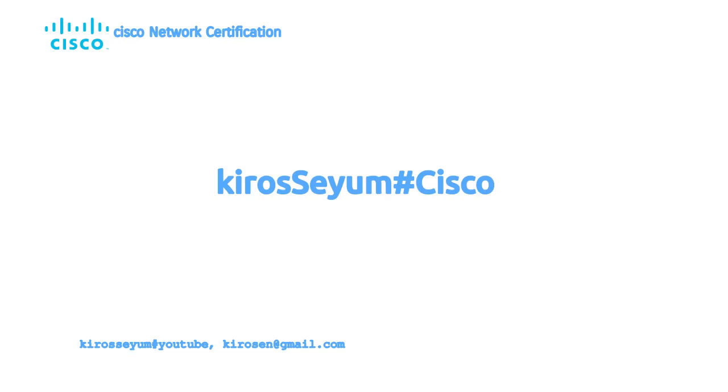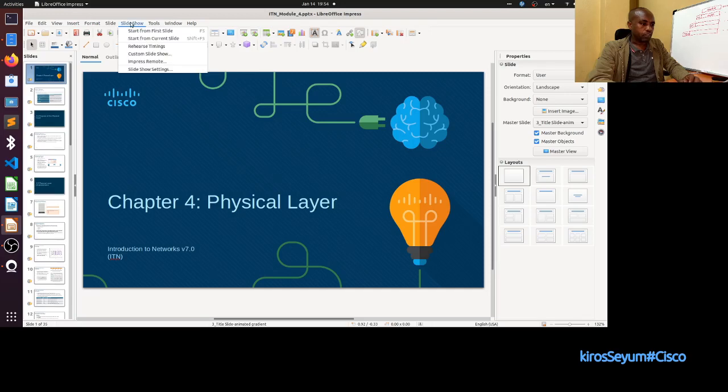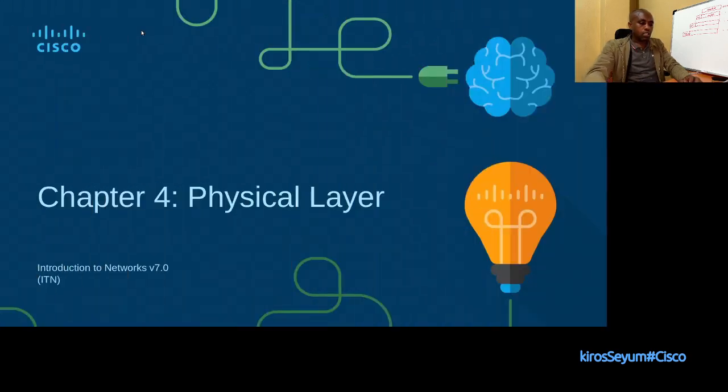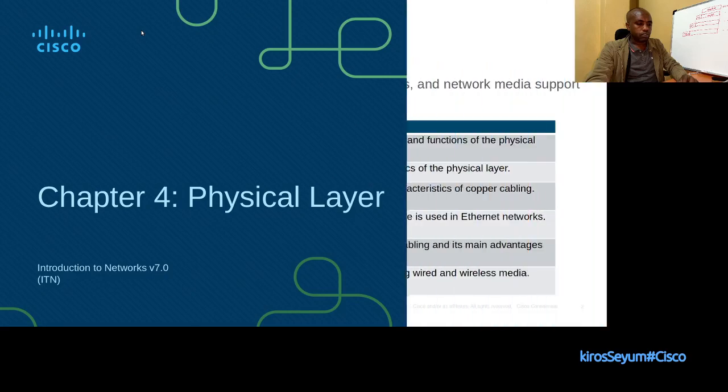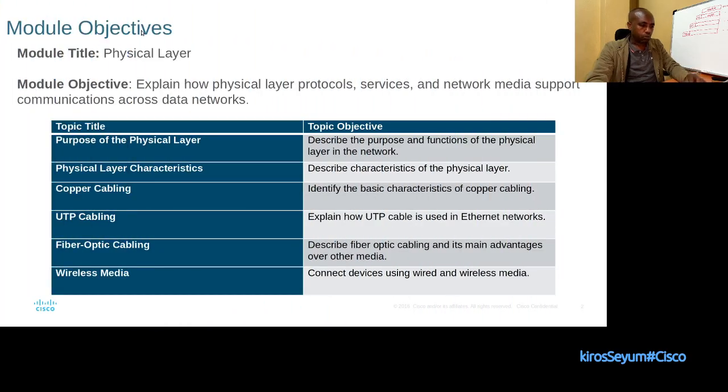Let's start the fourth chapter, which is on physical layer connectivities. So chapter 4, module 4, they call it sometimes module 4. It has some topics. So the purpose of this physical layer, characteristics, what are the cables or wireless media. We will see this media.